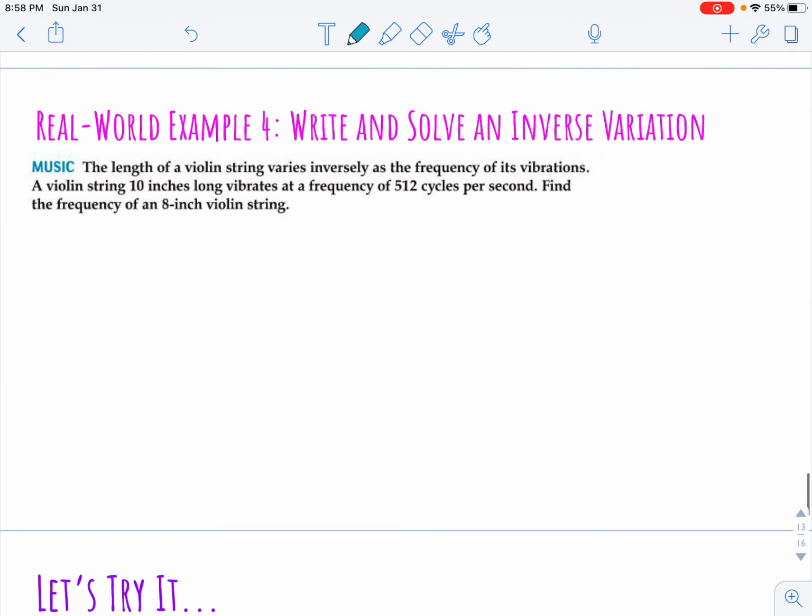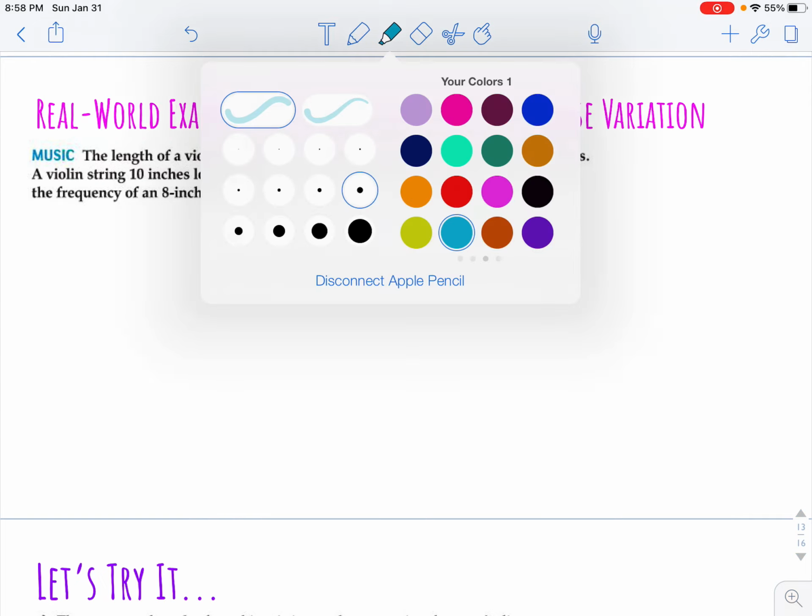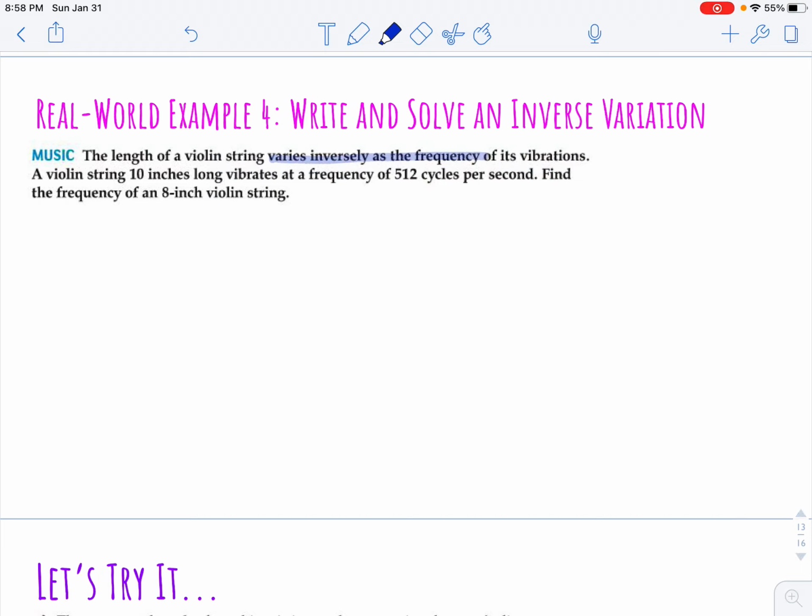All right, we have a real-world example for number 4. Write and solve an inverse variation. It says the length of a violin string varies inversely as the frequency of its vibrations. A violin string 10 inches long vibrates at a frequency of 512 cycles per second. Find the frequency of an 8-inch violin string. So what we have here is, since it's an inverse, we could have our violin string over our frequency is equal to our second violin string over our first frequency.